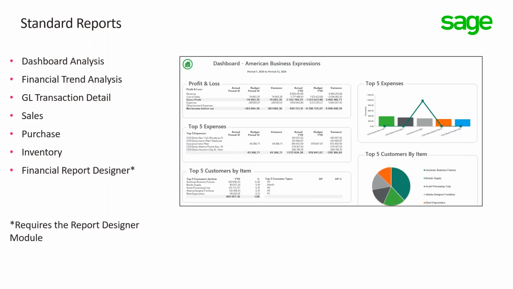All right, let's look at the standard reports. These are the reports that come with Report Manager. Again, Report Manager is that interface where you run all the reports from. These are the dashboard you see here, the financial trend analysis, GL transaction detail. There's sales, purchase, and inventory. And then, of course, the financial report designer is there, but that requires the designer module.